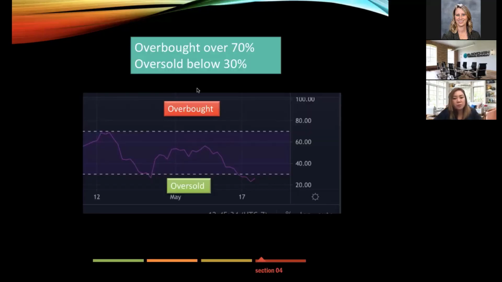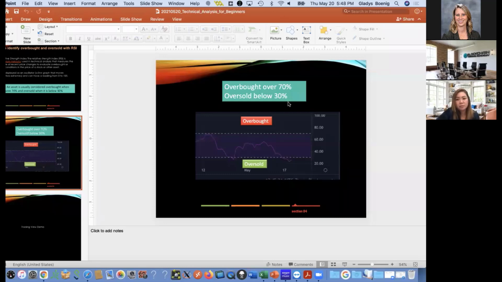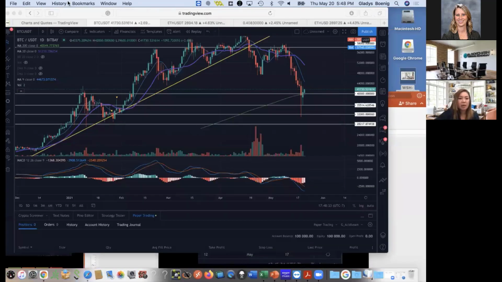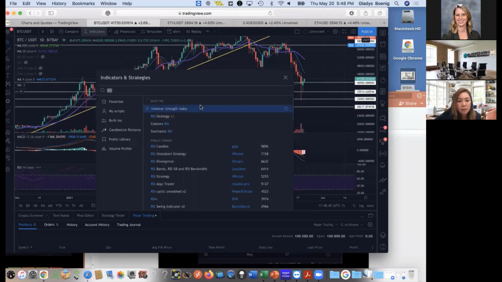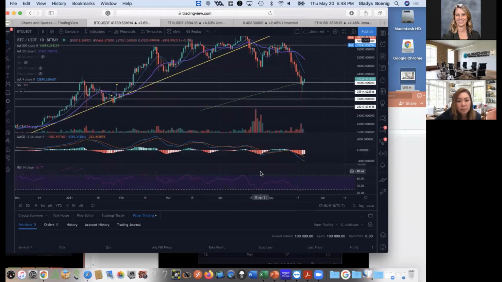So I'm gonna show you in TradingView. But there's also a caveat here for this RSI. And I think Bitcoin is a really good example. Relative Strength Index, RSI. There you go, RSI plus. Is that correct? Okay.